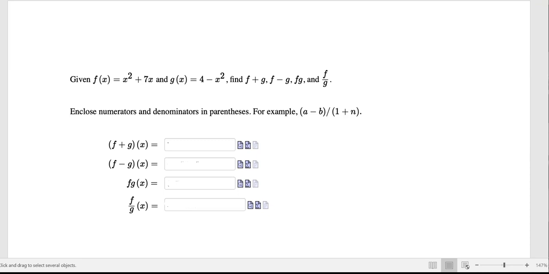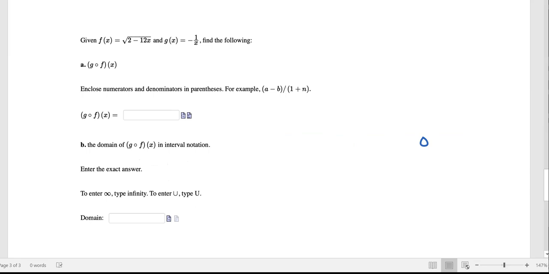And just be careful with these because when we do f plus g, always put things in parentheses, okay? So for f plus g, we're going to take x squared plus 7x, and we're going to add that to 4 minus x squared. And this is just a matter of combining like terms. So x squared plus the negative x squared, looking at like terms here and here, is going to give me 0x squared.